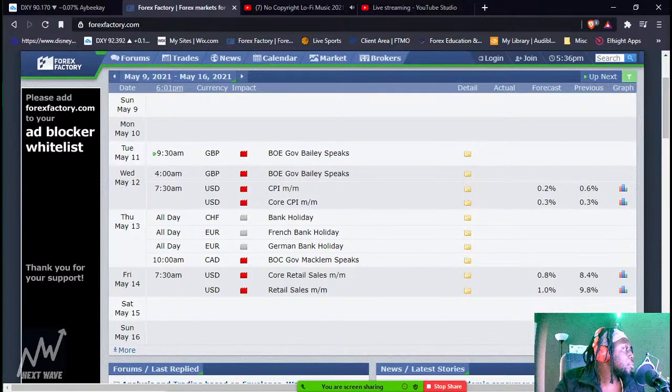Central Standard Time. Wednesday, at 4 a.m. Central Standard Time, there is GBP news. Same thing. Bailey will be speaking, so gonna watch for that. 7:30 a.m. US dollar. We do have CPI and core CPI news, so you want to watch for any possible midweek reversals on the US dollar or anything like that at 7:30 a.m.